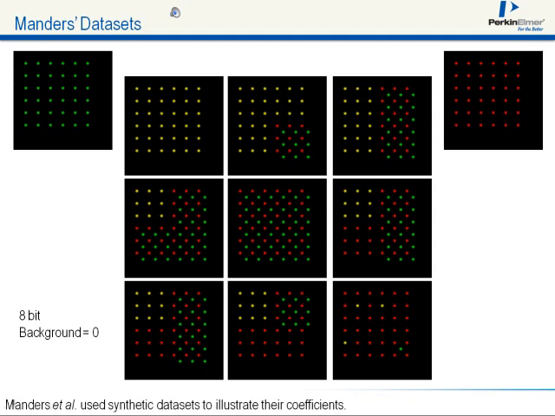Manders used the synthetic data sets shown here to demonstrate his colocalization coefficients. So he had a red channel and a green channel, each containing 36 Gaussian objects. He moved or deleted some of the green objects to demonstrate different degrees of colocalization. These are all 8-bit images and the background intensity is 0. We're going to go through a few examples.